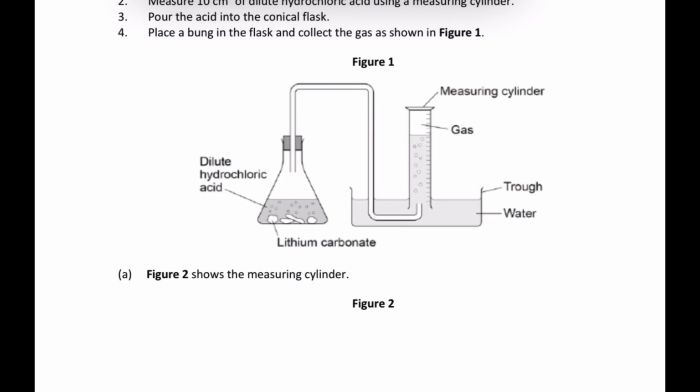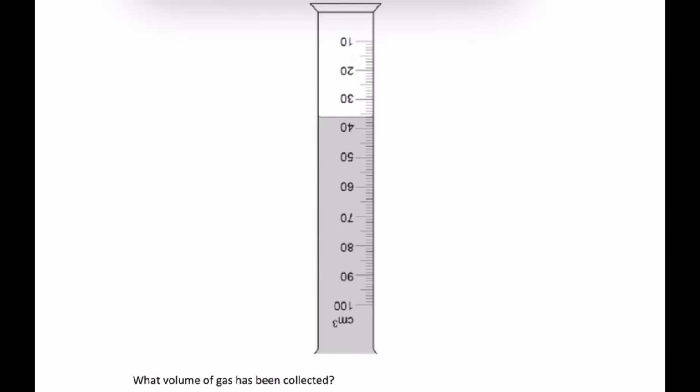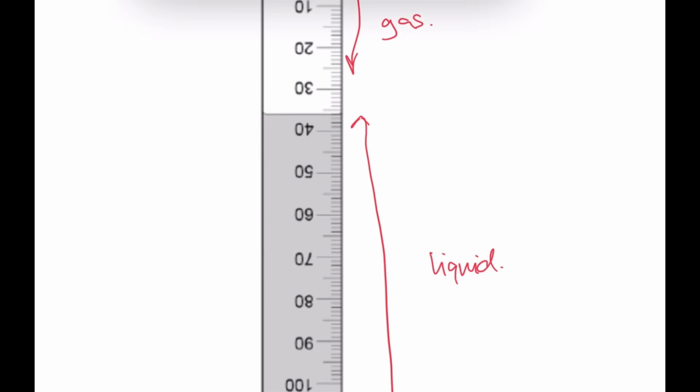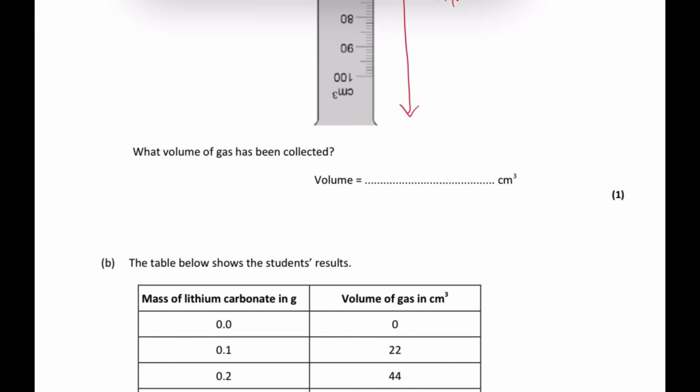Figure 2 shows a measuring cylinder. What volume of gas has been collected? So we can see over here that this area is the water. It's wherever the liquid is that they were using. And over here is the gas that's actually been produced. So we need to just measure this. It is a bit difficult now that it is upside down, but all we have to do is read this over here. You can see that we are going up this way. So this should be 35, which means this should be 36, and the answer is 36.